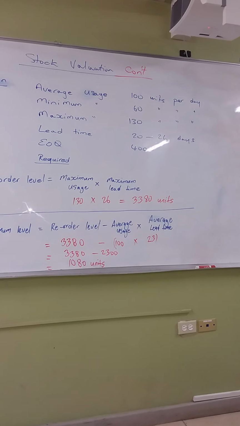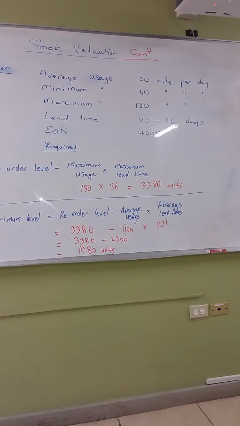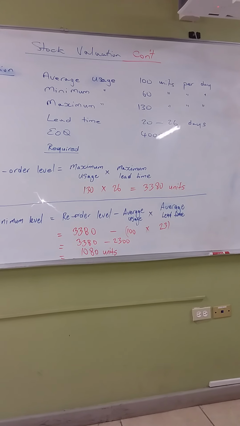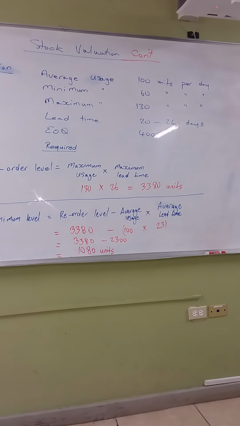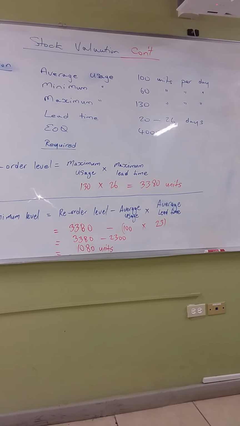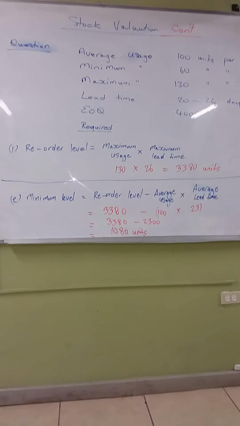Look at the lead time. The lead time you had what? 20, which is the shortest possible time, and 26, which is the longest possible time. So the maximum lead time there was 26. So therefore you have 130 multiplied by 26, and that gives you what? 3,380. So that is 3,380 units. So that is your reorder level.